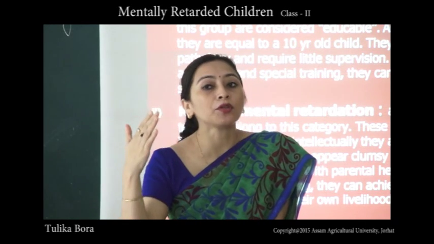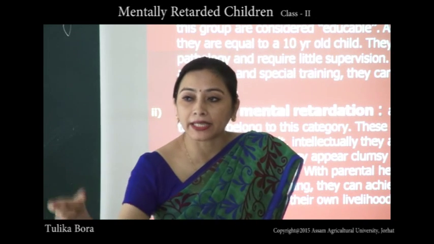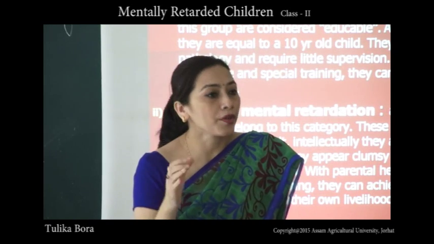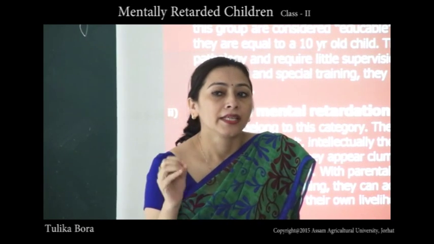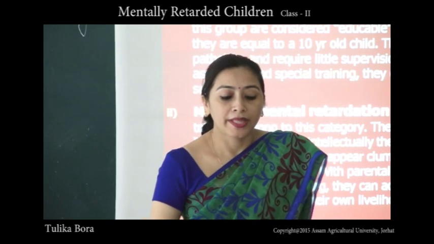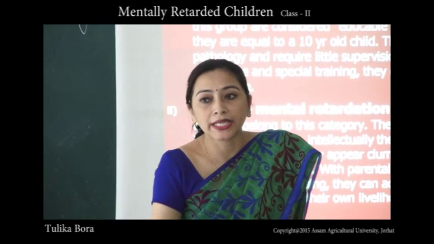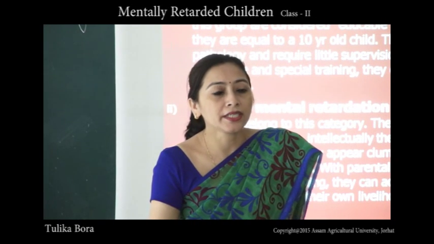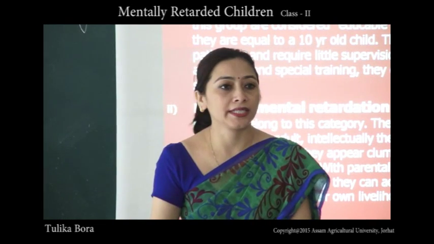So you will have to make the courses matching their mental age. For 10 years, what type of courses can you give? You will have to give that type of courses only to that mentally retarded adult. So this is very important. Then moderate. They are approximately 10% of total mental retardation. This 10% comes under this moderate mental retardation category.